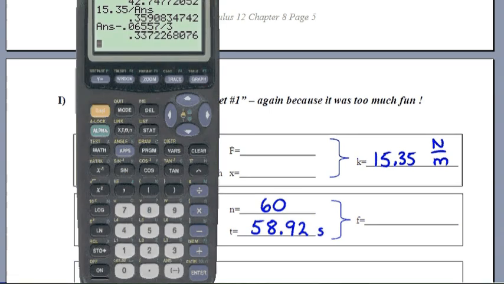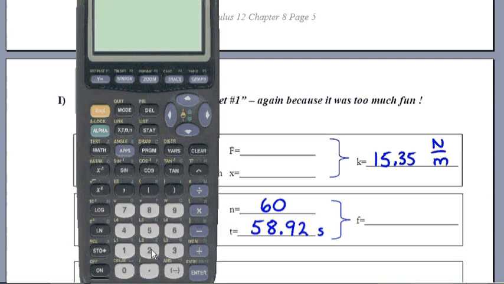So I'm curious to know, well, what's my physics 11 frequency? 60 cycles divided by 58.92. You want to try it out a few times so you can have this to hopefully 3 or 4 sig figs. So 1.0183 hertz, somewhere in there.